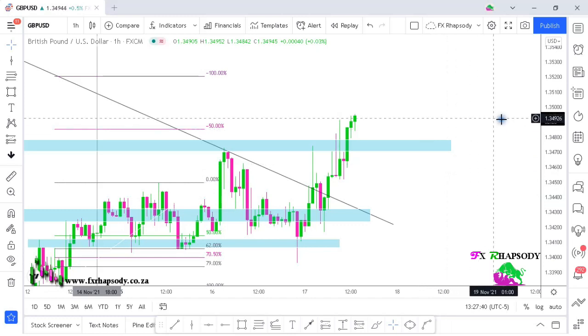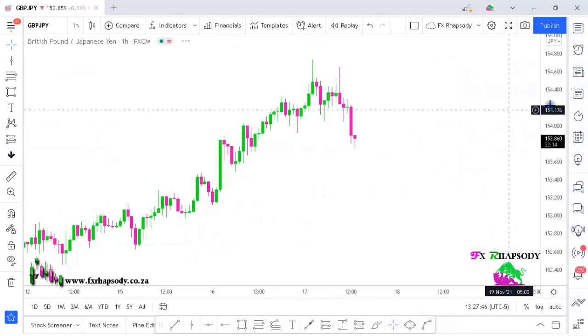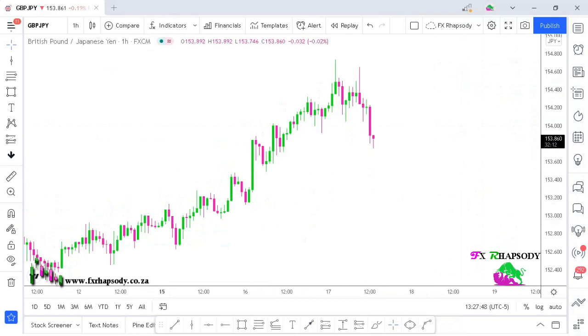In any case, let's move on to the next pair that I want to show you. The British pound, Japanese yen. British pound, Japanese yen was in actual fact a very, very nice trade this week.